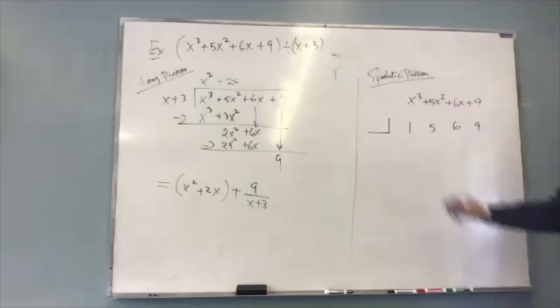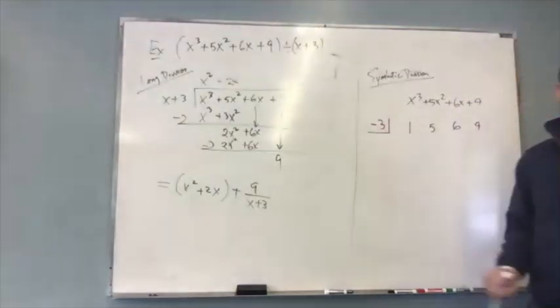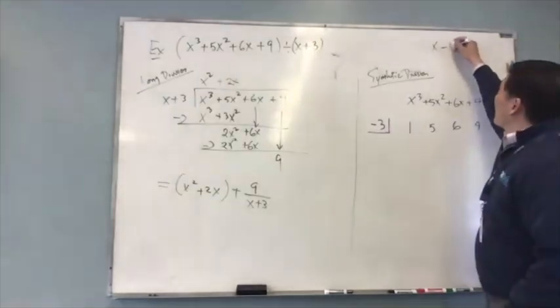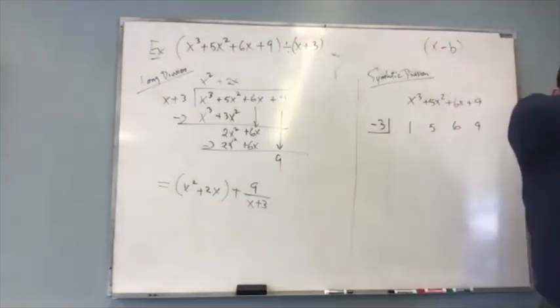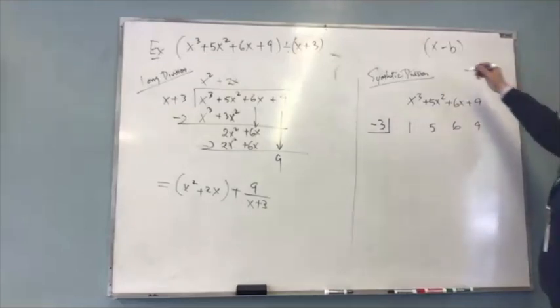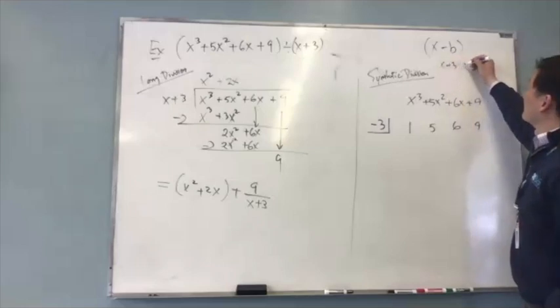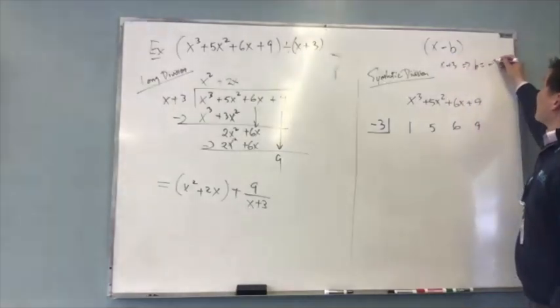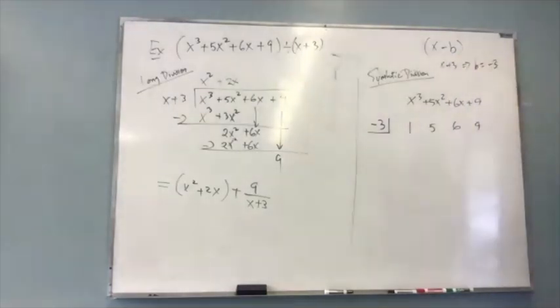On -3. And -3. Remember, it is x minus b. Right? X minus b. That's the form, right? And if we have x plus 3, then b is -3. Right? So we use -3.